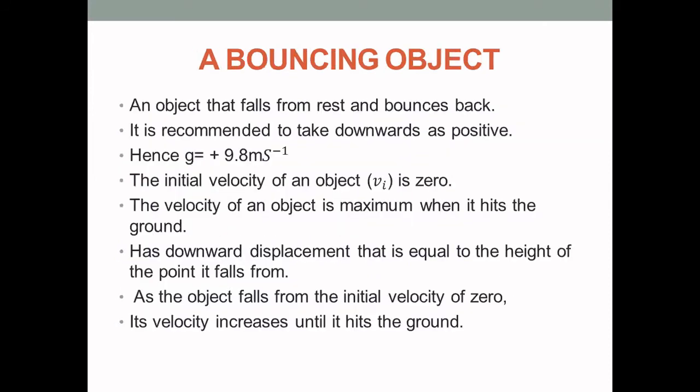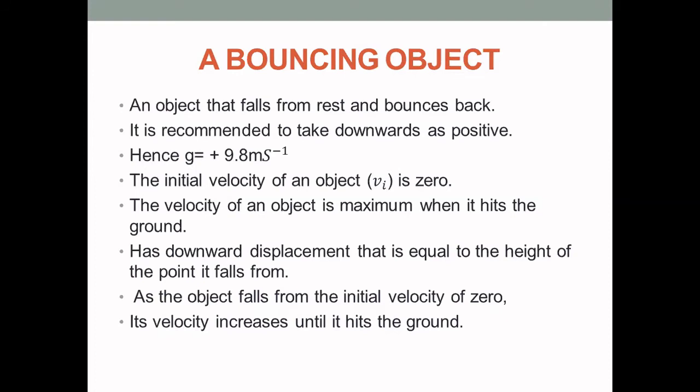Let's now consider a bouncing object. An object that falls from rest and bounces back. So we're going to consider an object that is falling from rest, which means an object that is dropped. For a bouncing object, we don't need to consider an object that is dropped, an object that is projected downwards, and an object that is thrown upwards. We can just take one example because the concept of bouncing back is the same. So we're just going to consider one example, which is an object that is dropped.